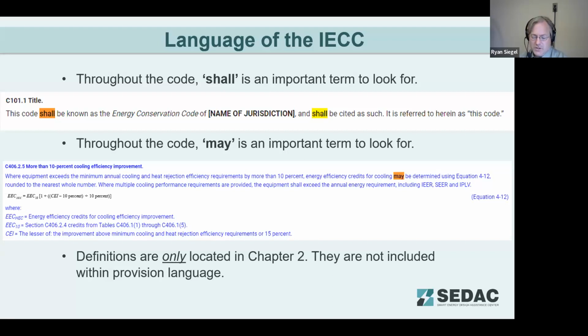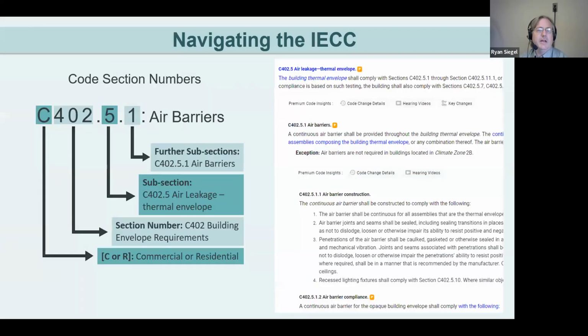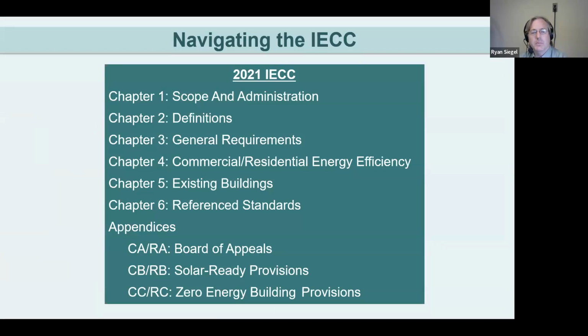And understanding where to find things. If we look back here, Chapter 1 is just more administrative and the scope of this code. Chapter 2 is definitions. So anytime you're looking for a definition of something, commonly in the code, if there is a word that is defined in the definitions, that's going to be found in italics within the code language. Chapter 3 is general requirements. This is where we're going to find mostly our climate maps, along with a few other provisions. And we'll touch on some of those other provisions beyond the climate zones.